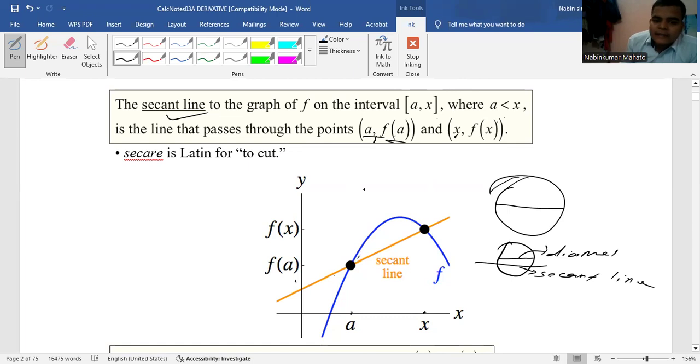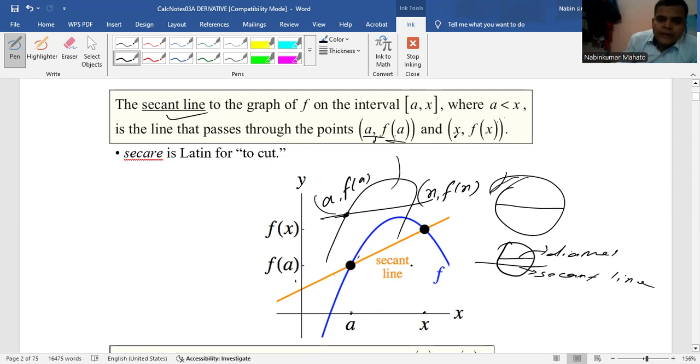Just like then, this curve, look at this point, and I'm passing to the second line. This center here is called a, f(a). And this is called x, f(x) here. Okay, I hope you are clear? These are the point names. And this line is called the second line.